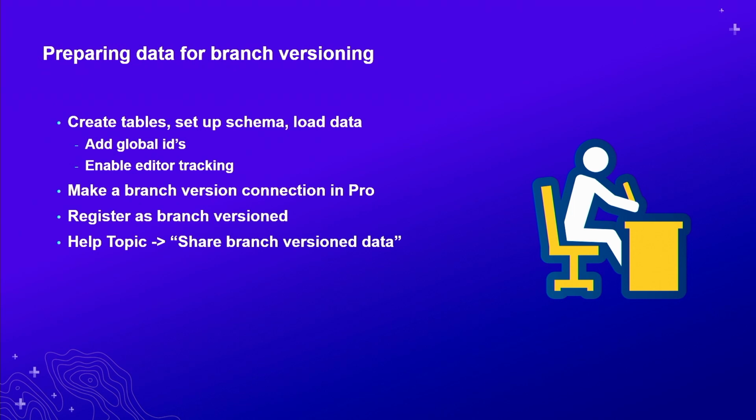To use branch versioning, there's a few steps that you need to go through to prepare your data. Add global IDs, enable editor tracking, create a branch connection, and from that branch connection, register as versioned. You then need to add your layers, your feature classes, to a map, and enable the version management capability while sharing that map as a feature service. Now you can search for the topic share branch versioned data, and this will give you all the details you need in order to publish your branch version data.